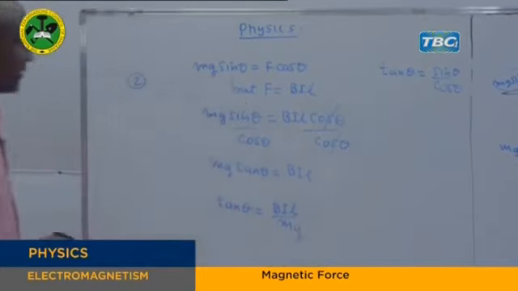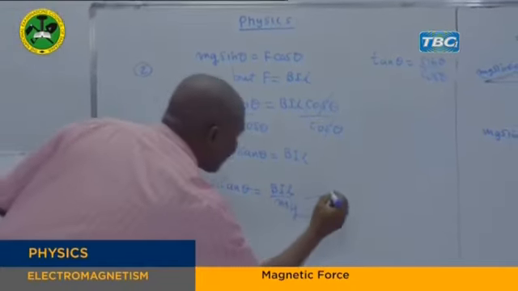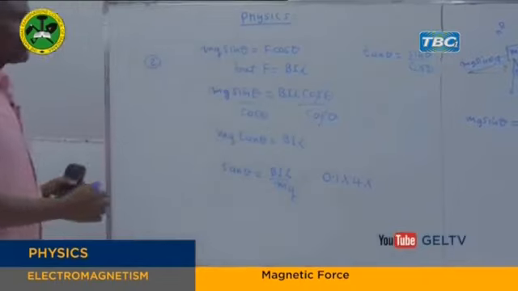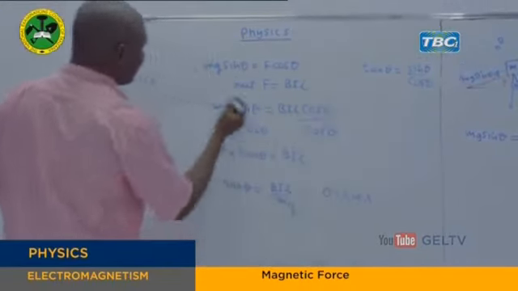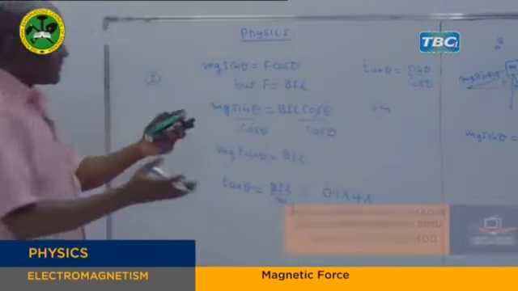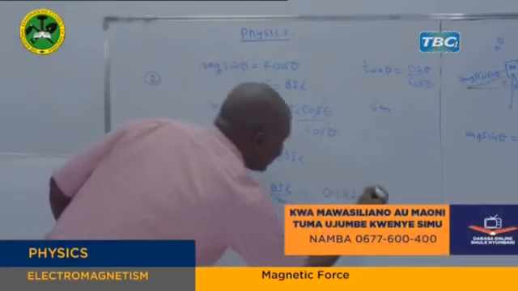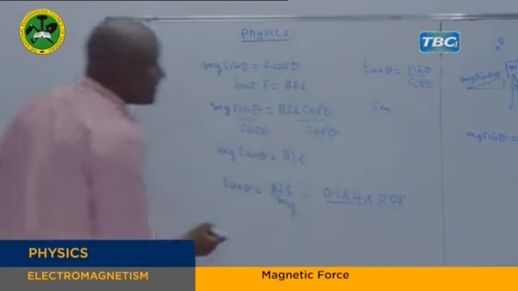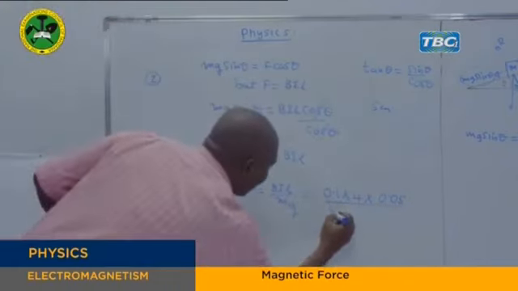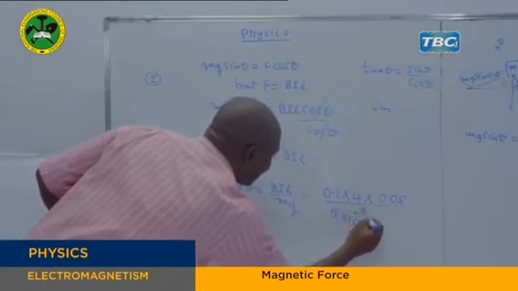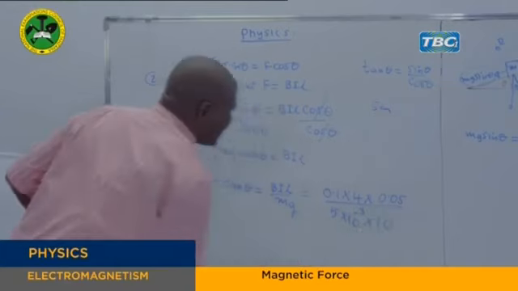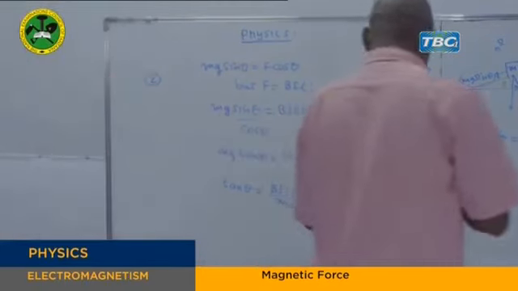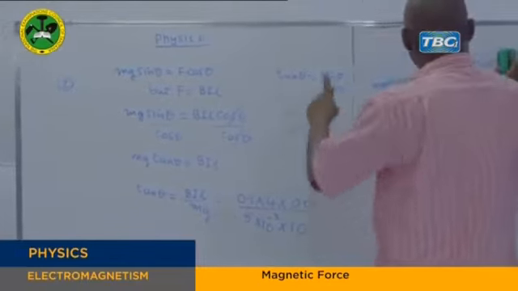We know the value of the magnetic flux density is given as 0.1, and the current was given as 4 ampere. The length, I said, was 5 centimeter. That was the length of the bar x between the rails. So you convert this into 0.05 meters, divided by the mass of that bar, which is given as 5 gram, 5 × 10⁻³, and g is 10. Try to check the values using your calculator. Plug in the values and check how much you are getting.